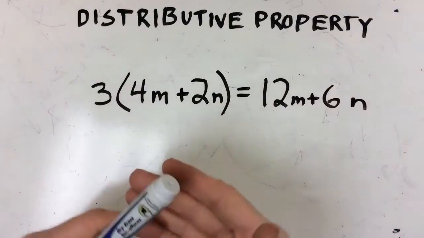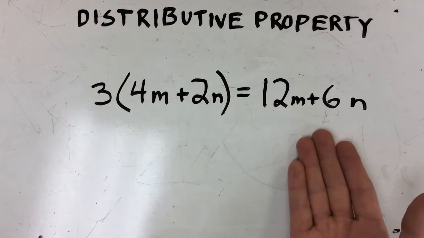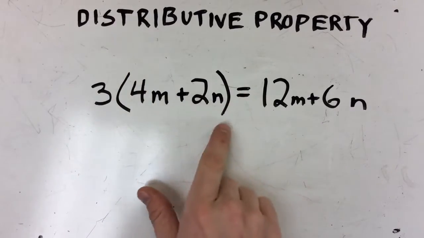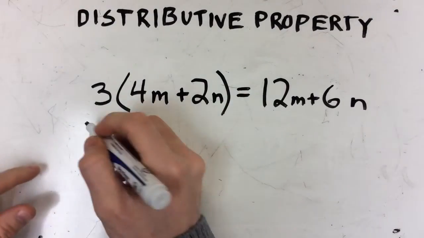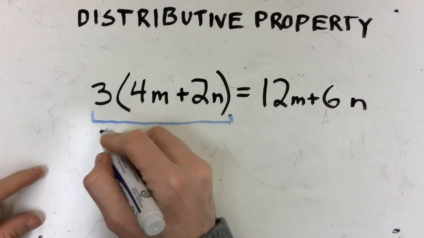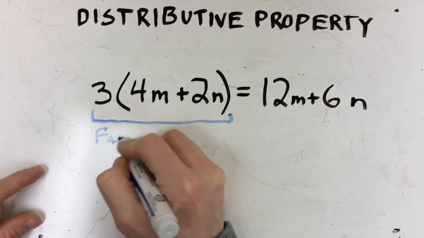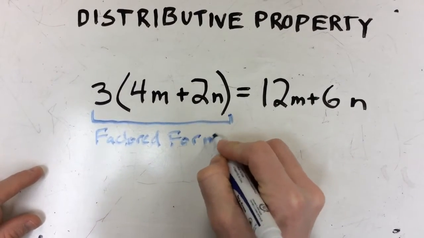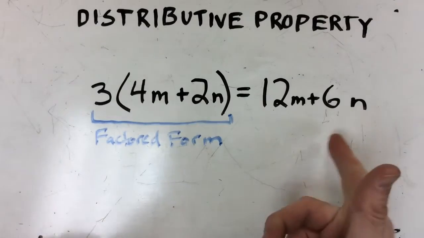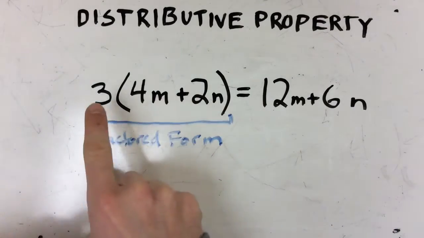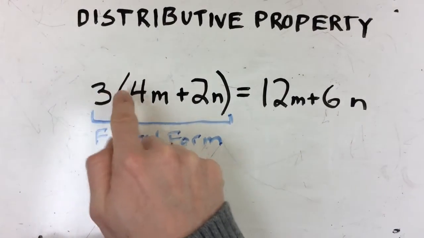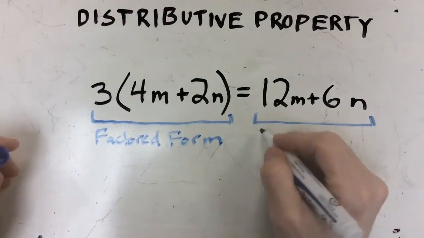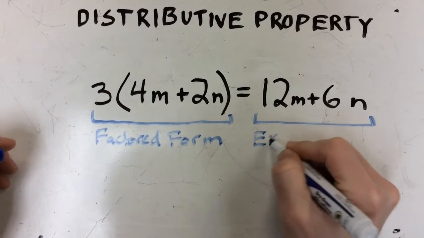The first thing we need to learn is the names of each of the sides. On the left side here, when we have 3 times something inside of parentheses, that left side is called factored form. The right side is the result of the 3 being multiplied by the stuff inside the parentheses, and that's called expanded form.